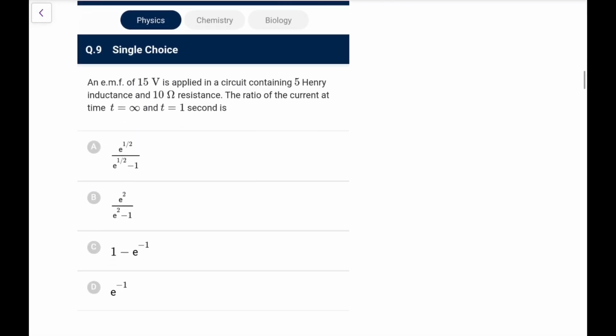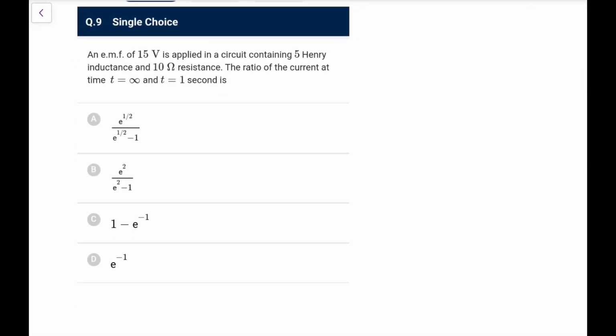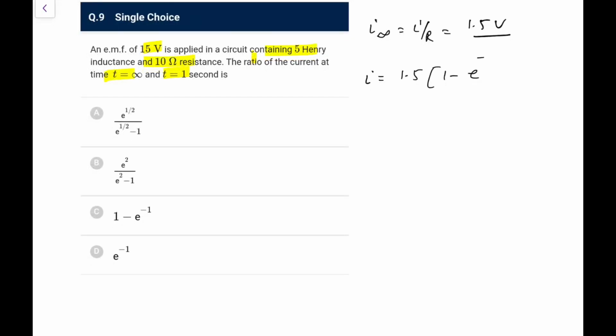Now the next one. An EMF of 15 volt is applied in a circuit containing 5 Henry inductance and 10 ohm resistance. The ratio of the current at infinity and at 1 second. At infinity, I infinity is simply V by R, which is 15 by 10, that is 1.5 for sure. Now the ratio of the current at t equal to 1 second. At any time we can directly make it out. The current is I naught, which is 1.5, into 1 minus e to the power minus tR by L.